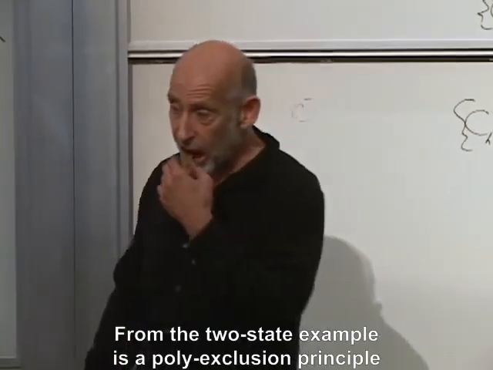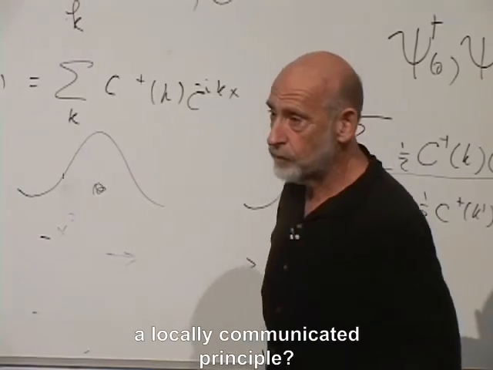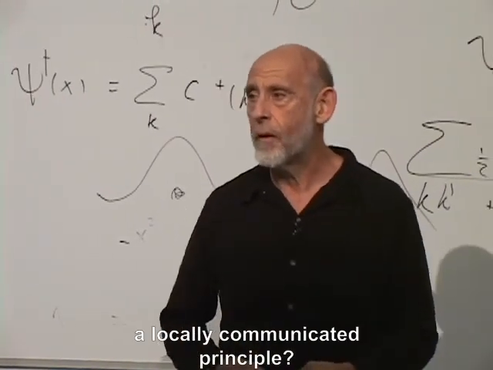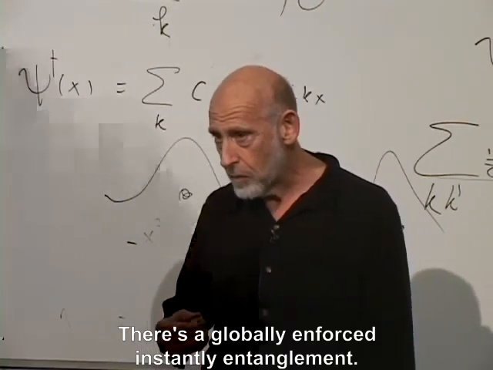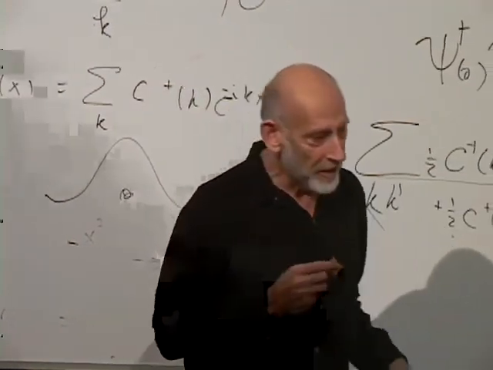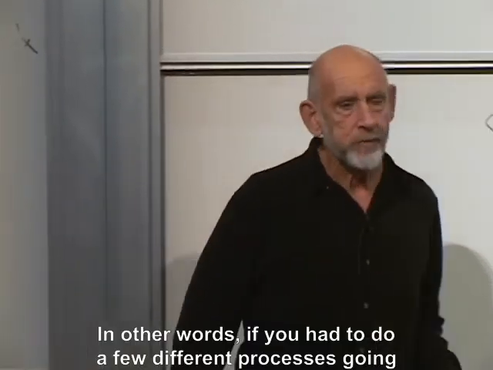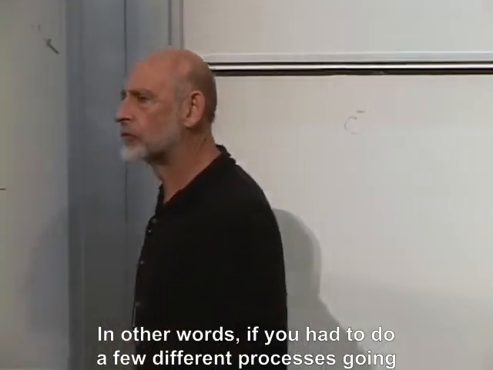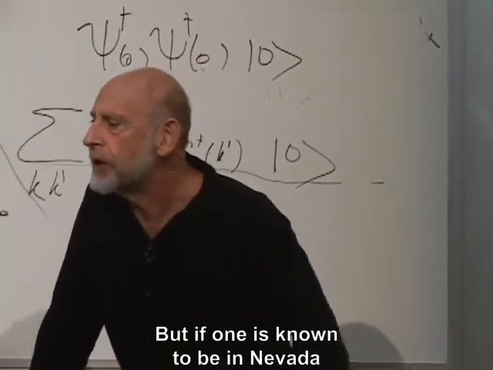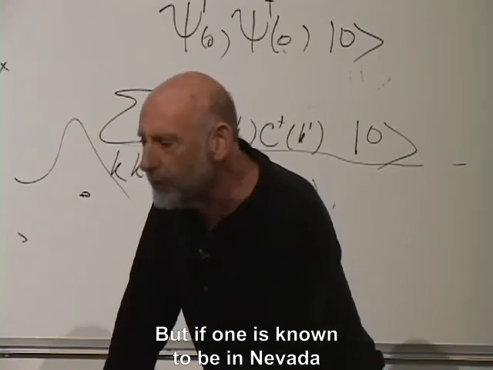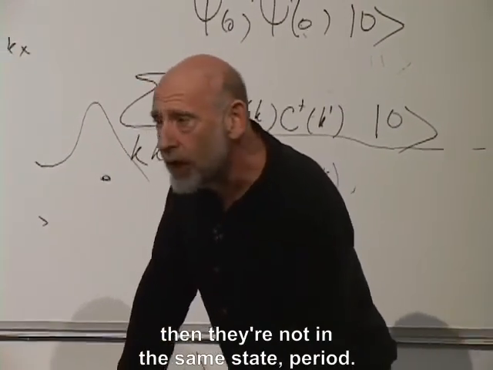Question? Yeah. So on the two-state example, is the Pauli exclusion principle a locally enforced principle? Or what does it mean? Is it globally enforced instantly like entanglement? In other words, if you had two different processes going on in Nevada and Connecticut, and they were both about to create a particle. But if one is known to be in Nevada and the other is known to be in Connecticut, then they're not in the same state, period.